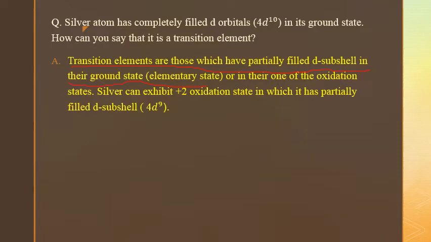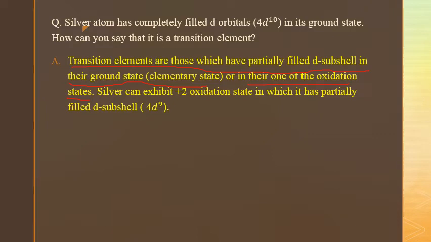It means their d subshell has partially filled orbitals in the ground state or the elementary state, or in one of their oxidation states as well. It means transition elements are those which have either partially filled electrons in their d orbitals in the ground state, or a partially filled d orbital in one of their oxidation states. Such elements will be regarded as transition elements or transition metals.